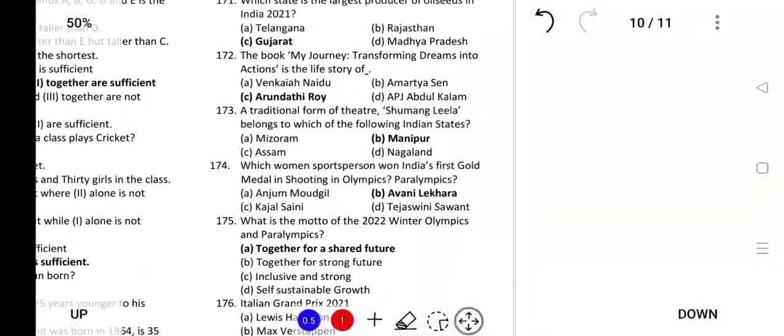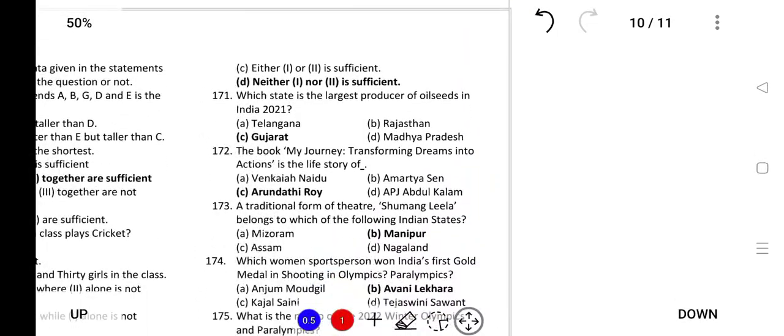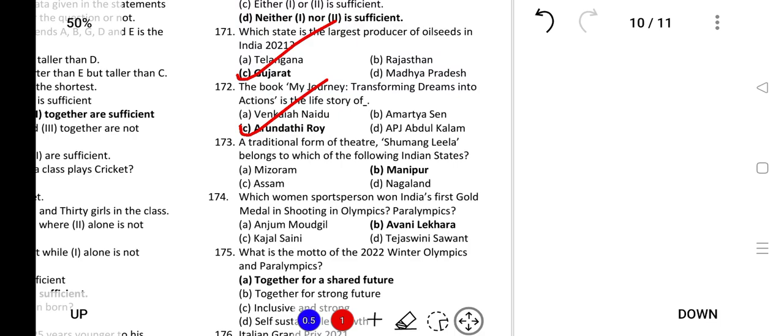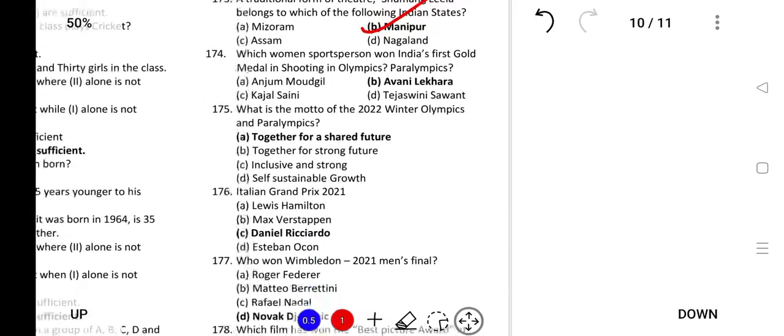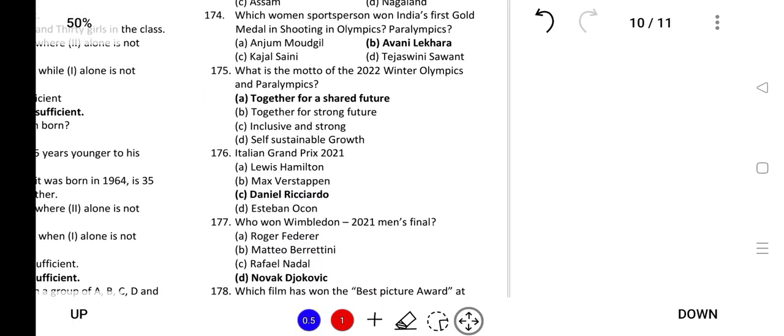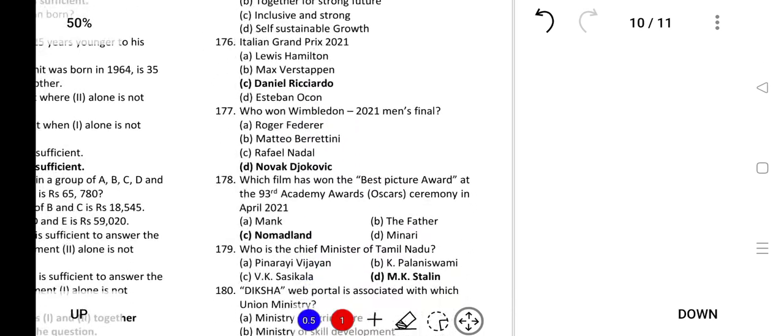Next. Which of the following is the largest producer of oilseed? Gujarat. The book A Journey Transforming Dreams into Action. The traditional form of theatre, Shumang Lila, is from Manipur. First gold: Avani Lekhara. These are all current affairs.